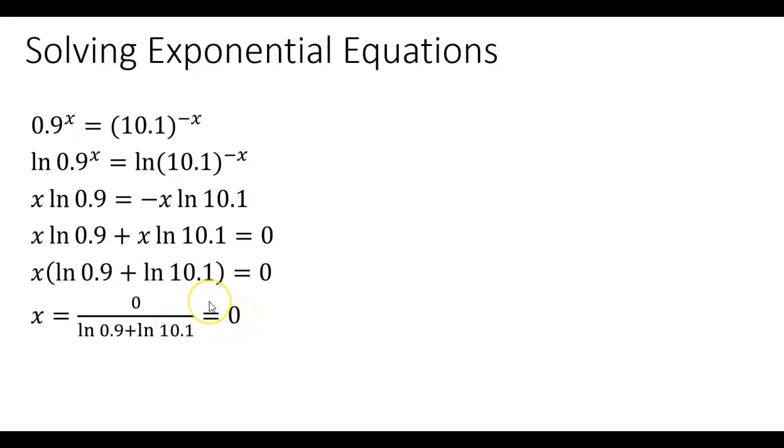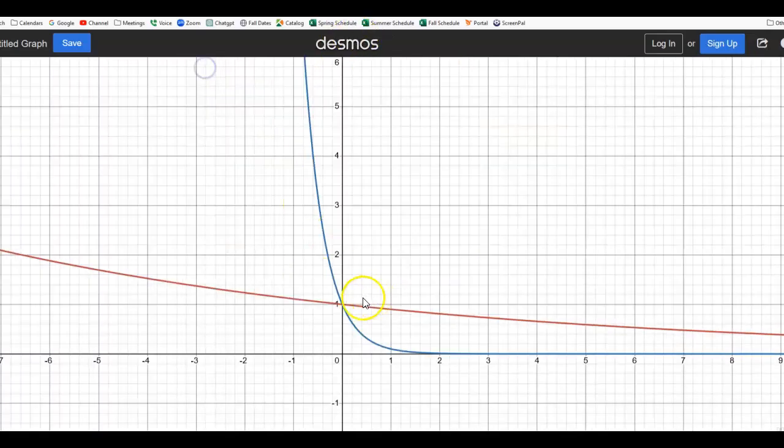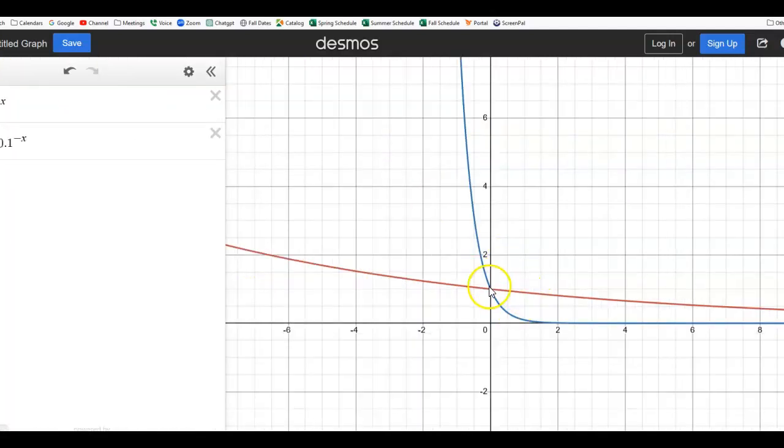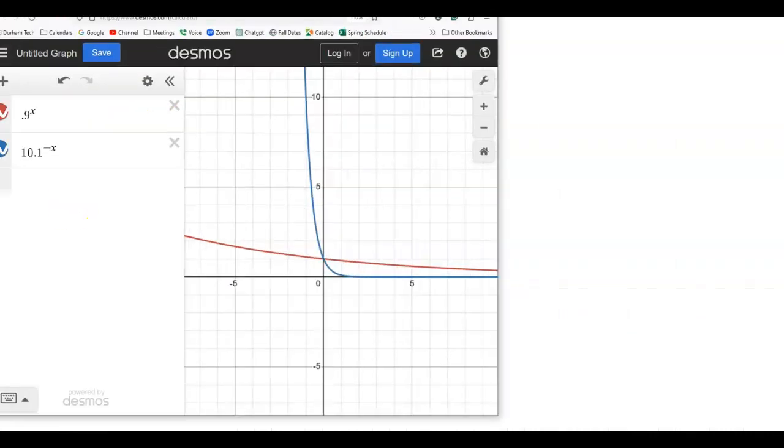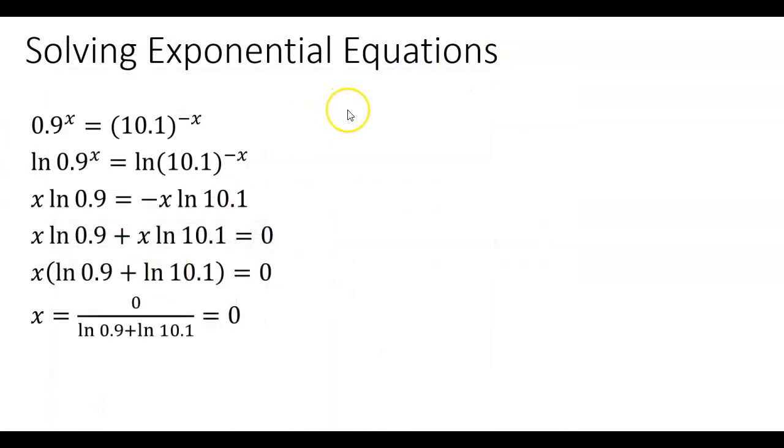And if we're not quite sure about it, this is where I might go to our friendly graph Desmos, like right here, and graph both functions, and we will see that both of them meet right here at x equals 0 and y equals 1. Let's see if I can do that a little bit. There you go. Okay. Moving on.